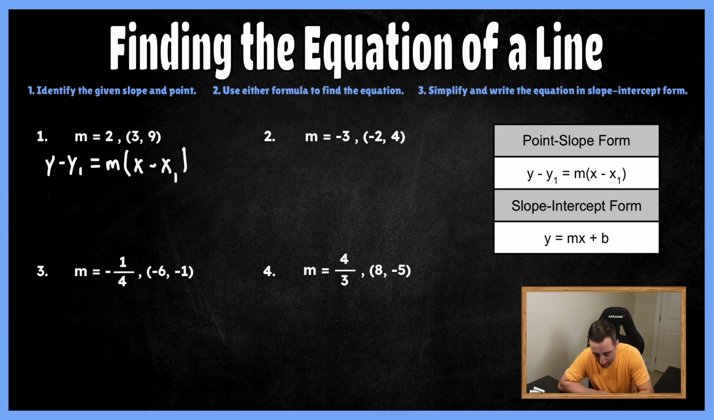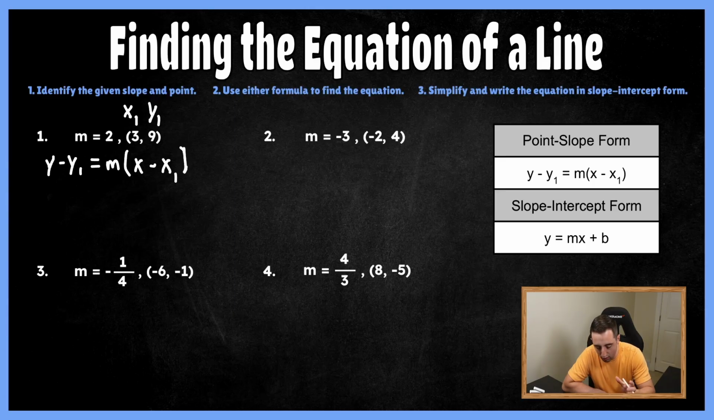So we obviously know what m is already, that's our slope, but we need to figure out, well, what is x1 and what is y1? Well, that's where your ordered pair comes into play. Remember, when you're graphing on the coordinate plane, the x coordinate is always the first number in your ordered pair, and the y coordinate is always second. And if you ever forget that, I always tell my students, alphabetical order, x is always before y. So our 3 is going to be x1, and our 9 is going to be y1.